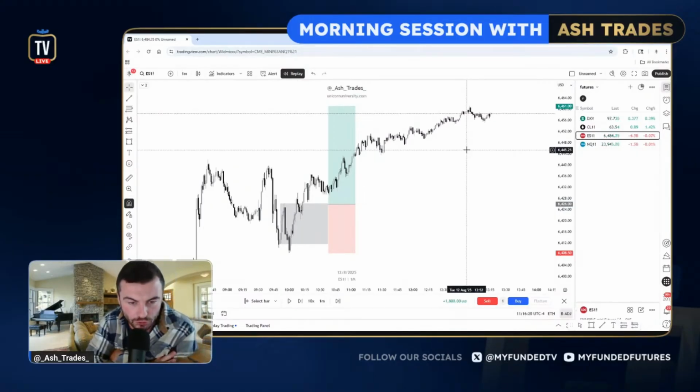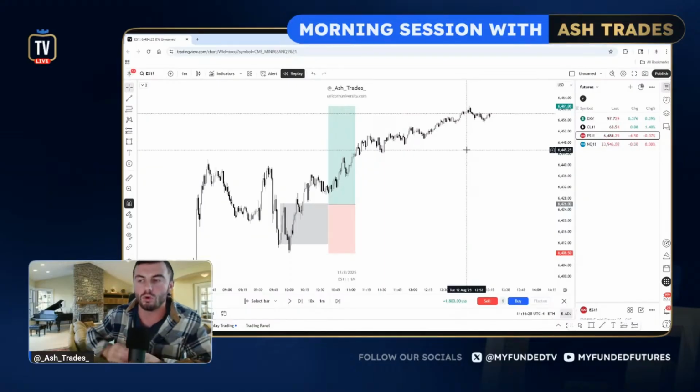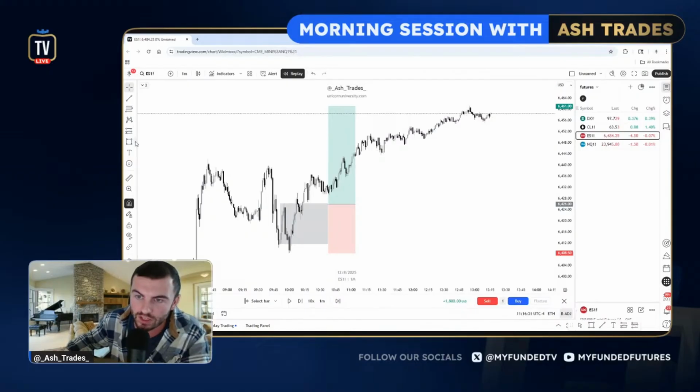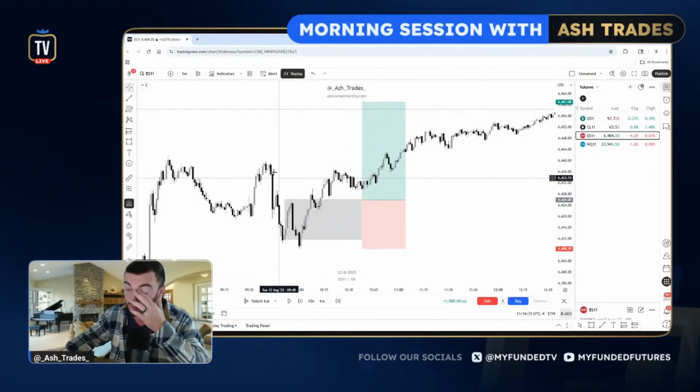Honestly, chat, throw it in there. Throw it in chat if you truly think that you have enough patience to hold a position for more than 2 hours. Yes or no? Or during all of these price fluctuations, right? So, for example, right here, right?